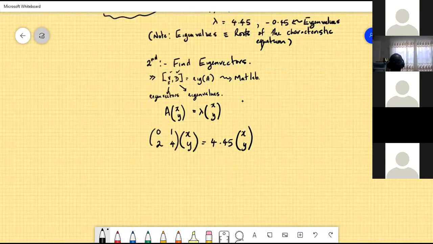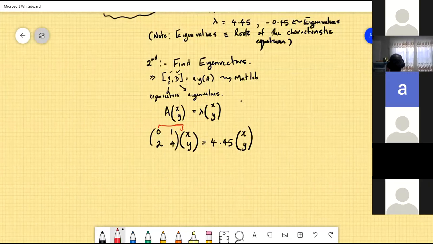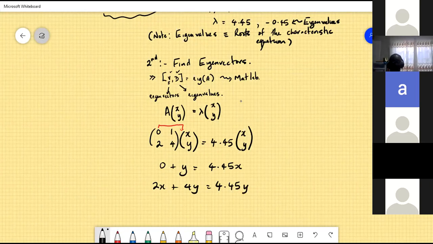So 0 times x is 0, plus 1 times y is y. So that's going to give us 0 plus y equals 4.45x. And 2x plus 4y equals 4.45y. So we know that y is equal to 4.45x according to this equation here.